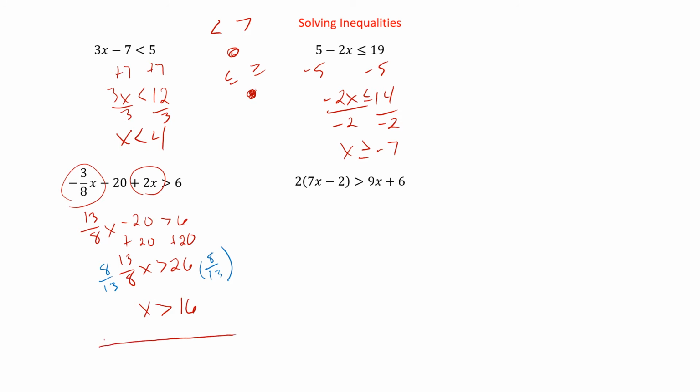We can graph it. We have 0, we have 16. It's greater than, it's not greater than or equal to, so we have an open dot. And then greater than 16 is going to be that way.